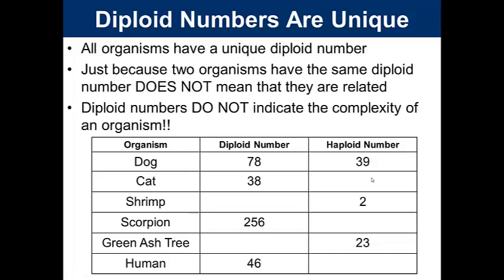All organisms have a unique diploid number. Just because 2 organisms have the same diploid number does not mean that they are related. Diploid numbers do not indicate the complexity of an organism. So just because a dog has 78 chromosomes for its diploid number and we have 46, it doesn't mean that a dog is more complex than we are. It just means that they've packaged their genes a little differently.